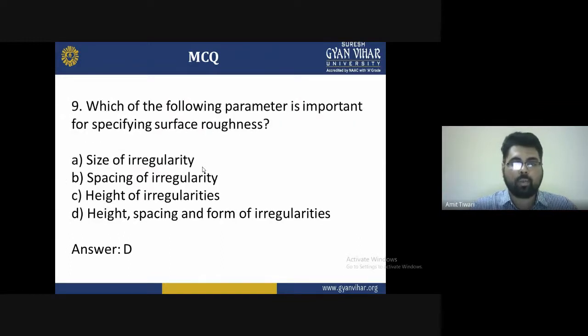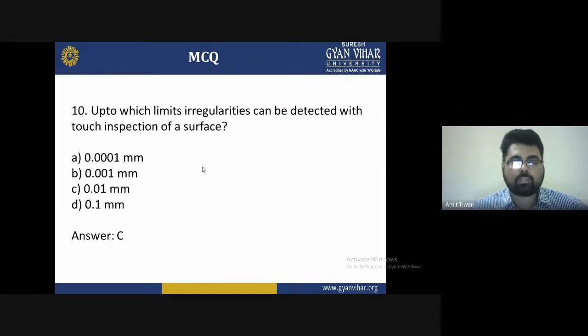Ninth question: which of the following parameters is important to specify surface roughness? The options are: A, size of irregularities. B, spacing of irregularities. C, height of irregularities. And D, height, spacing, and form of irregularities. The correct answer is D, height, spacing, and form of irregularities. And the last question: up to which limit can irregularity be detected by touch inspection of a surface? The options are A, 0.0001 mm, B, 0.001 mm, C, 0.01 mm, and D, 0.1 mm. The correct answer is C, 0.01 mm.